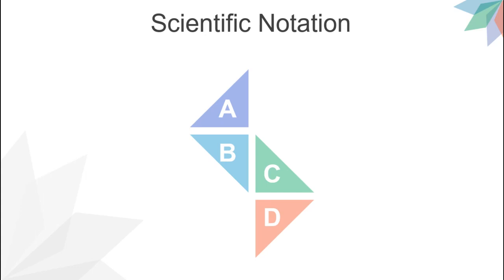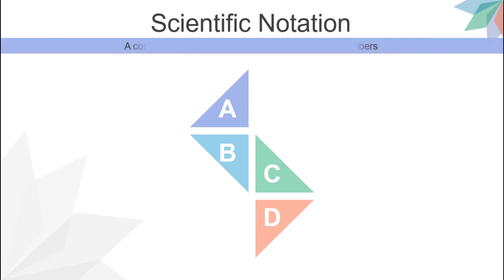Our third lesson for this week will be about scientific notation. Scientific notation is a convenient way to write very large or very small numbers. In science, we deal with a lot of very large numbers. On the other hand, we also have very small numbers since the scope of science is very large.